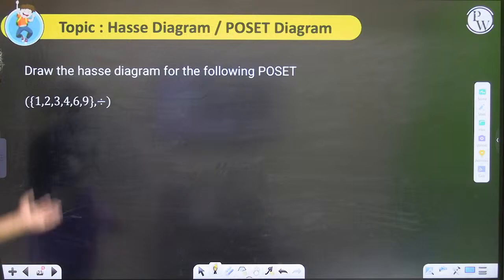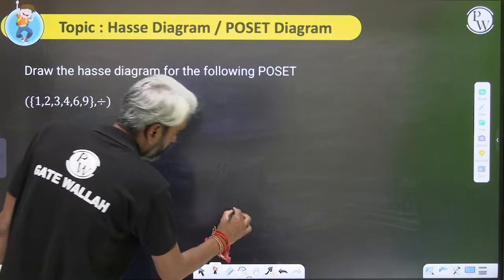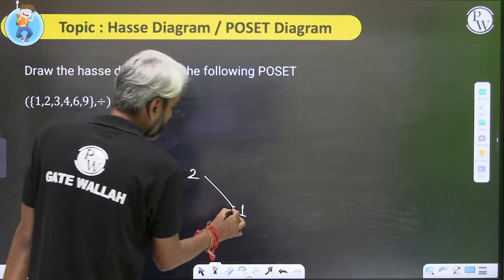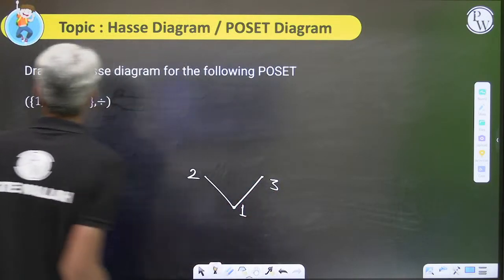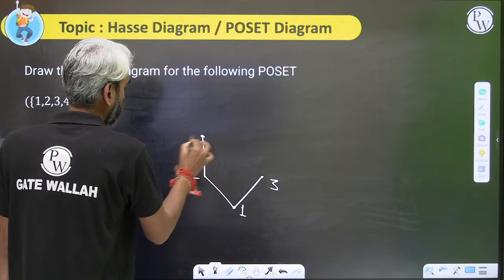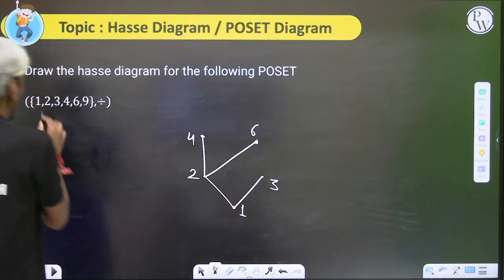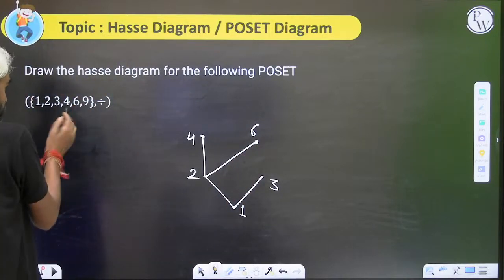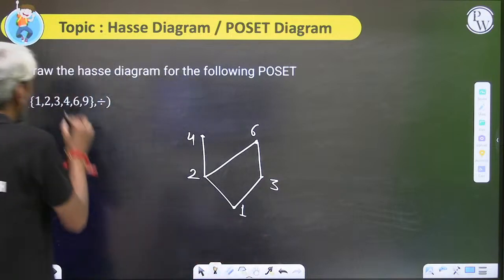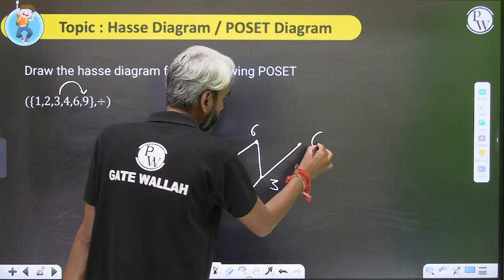Next, can you please draw the poset diagram for this? Yes, so this is your 1. 1 divides 2, 1 divides 3. 1 divides 4 and 6, but there exist other elements. 2 divides 4, yes. 2 divides 6, yes, nothing else. 3 divides 4, no. 3 divides 6, yes. Does 3 divide 9? Yes, and there is no other element, therefore this will be the relation.